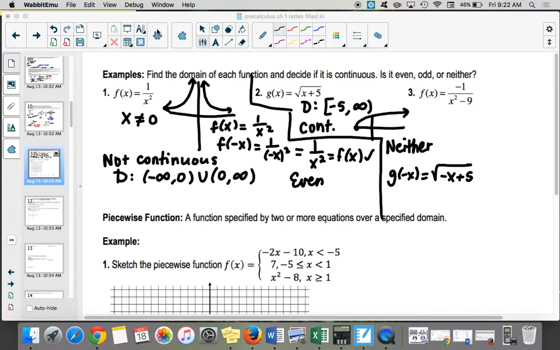Okay, so this next one. We want to decide if it's continuous. So what about its domain? What can we not have in the domain? 0 for the denominator, right? So let's set x squared minus 9 equal to 0. So what's bad? 3 and also negative 3, right?